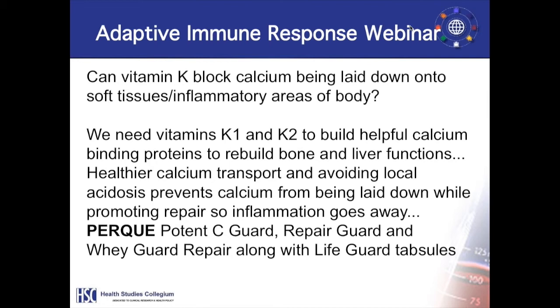So we recommend PERQUE Potent C Guard based on the C Cleanse, PERQUE Repair Guard for polyphenolics, or PERQUE Way Guard Repair, a meal that includes the polyphenolics, along with PERQUE Life Guard tabsules, so that you get K1 and K2. We would add PERQUE Bone Guard or PERQUE Hair, Skin, and Nails Guard that contain both K1 and K2, so that you can get the benefit of calcium binding, remove it from where it's not wanted, and deposit it where it's needed.